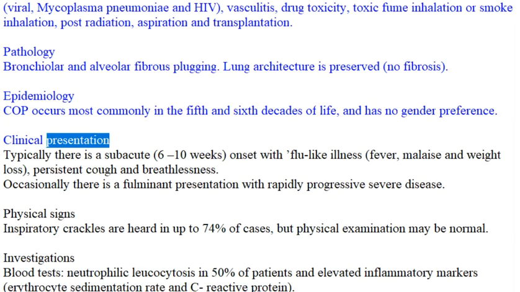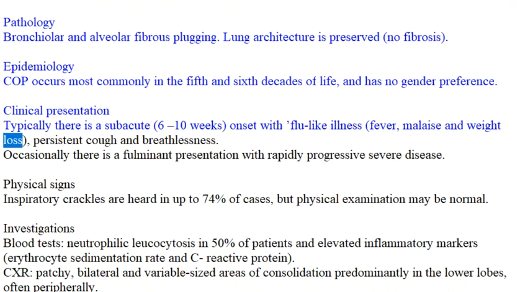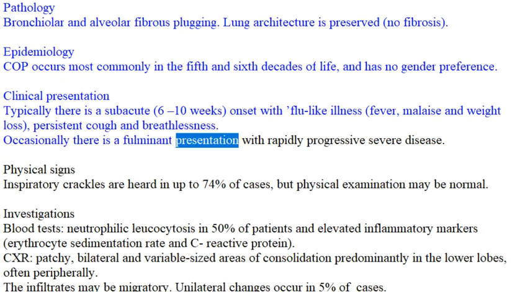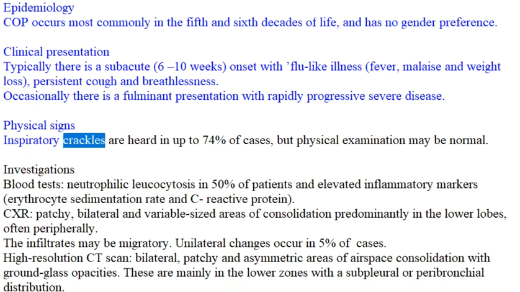Clinical presentation: typically there is a subacute, 6-10 weeks, onset with flu-like illness, fever, malaise, and weight loss, persistent cough and breathlessness. Occasionally there is a fulminant presentation with rapidly progressive severe disease. Physical signs: inspiratory crackles are heard in up to 74% of cases, but physical examination may be normal.